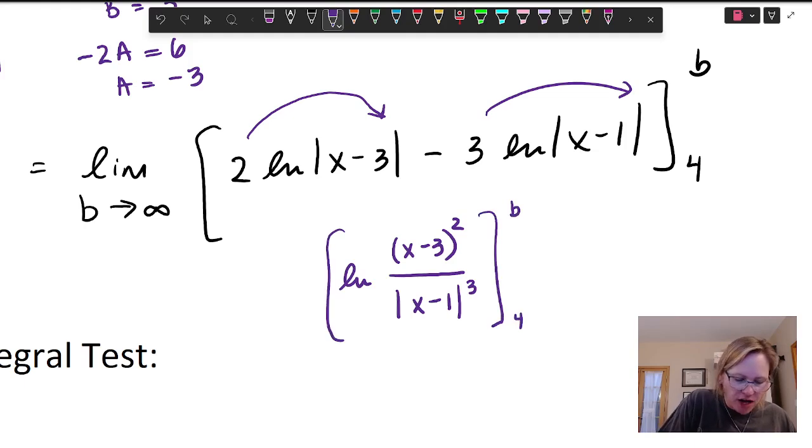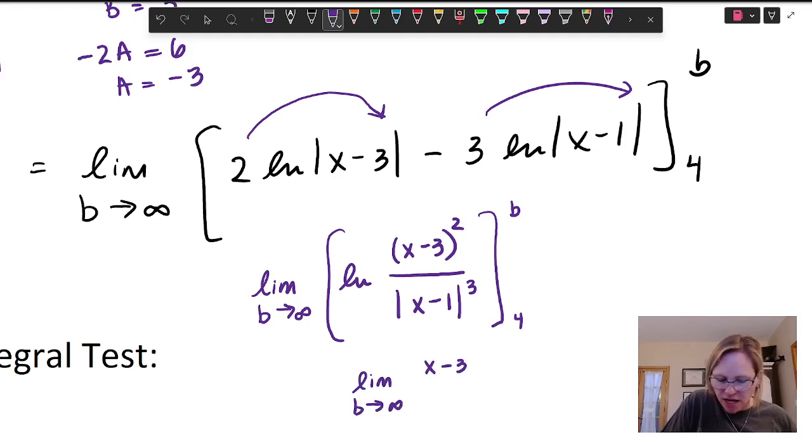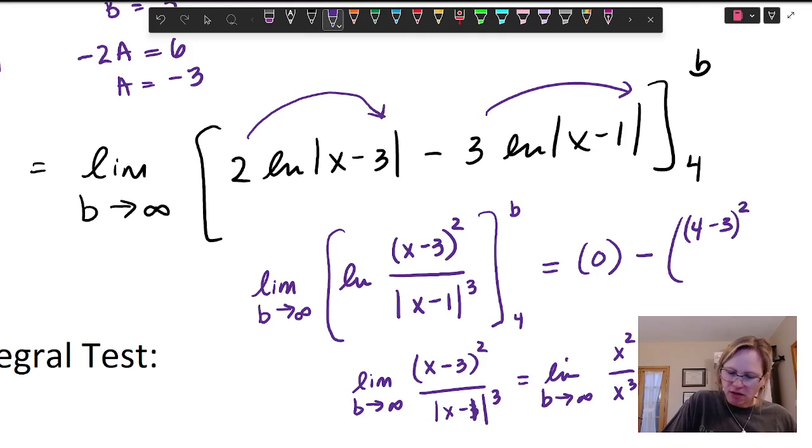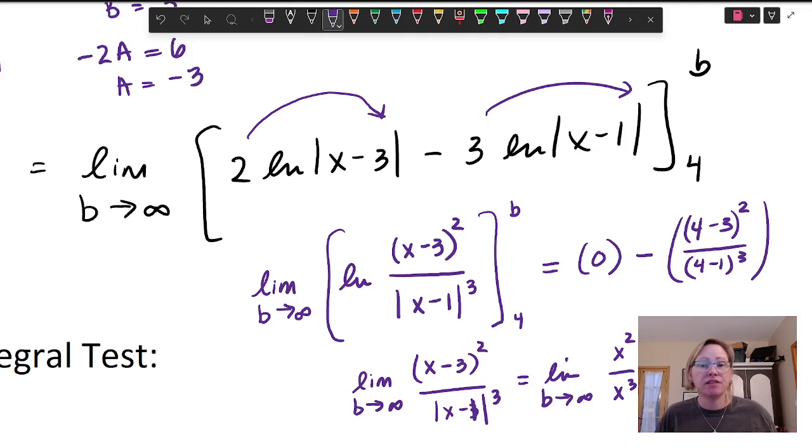But now I'm ready to evaluate, and I already can tell that this integral is going to converge. So as b goes to infinity, I will think about this value on the inside squared over this value cubed. The end behavior model is going to be x squared over x cubed, which is actually going to be 0. So I'm going to have 0 minus whatever I get when I plug 4 in. So that's going to be a value, so (4 − 3) squared over (4 − 1) cubed. It's a positive value, so I don't need the absolute value. But essentially we can see that this definitely is going to converge.